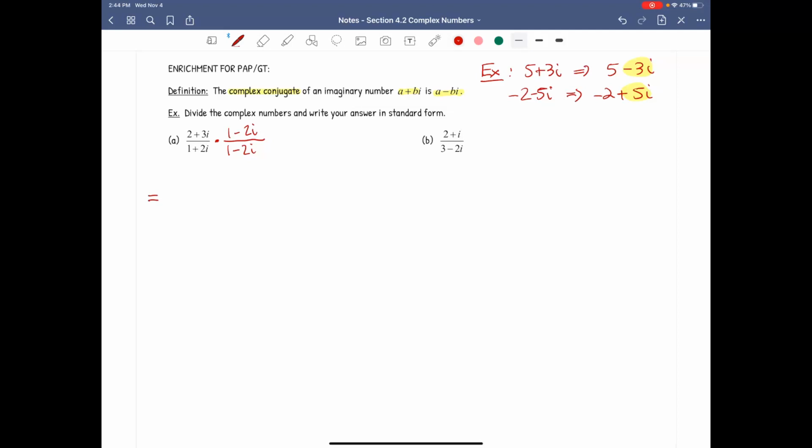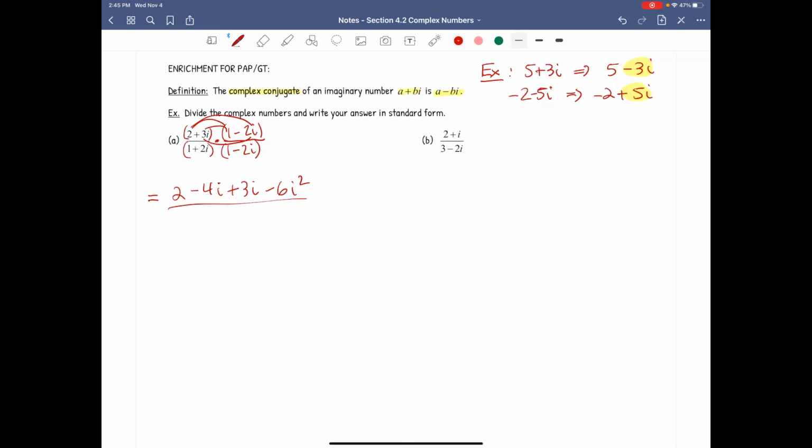Now this turns into two multiplication problems like we saw on the previous page. In the numerator, we're going to distribute. 2 times 1 is going to give me 2. 2 times -2i will be minus 4i. 3i times 1 will be a positive 3i. And 3i times -2i will be a minus 6i squared. This is all going to be divided by 1 plus 2i times 1 minus 2i.